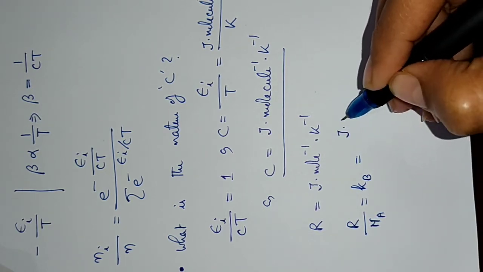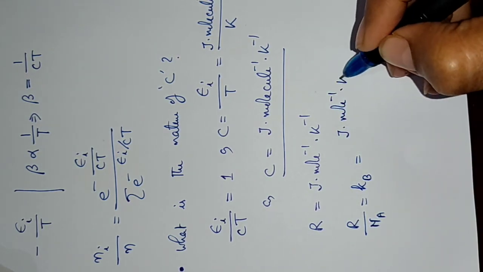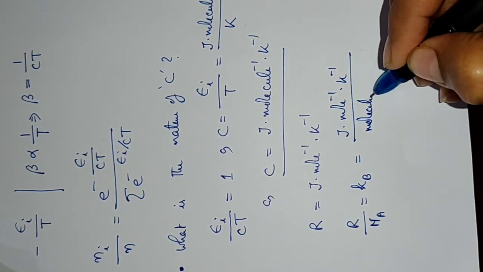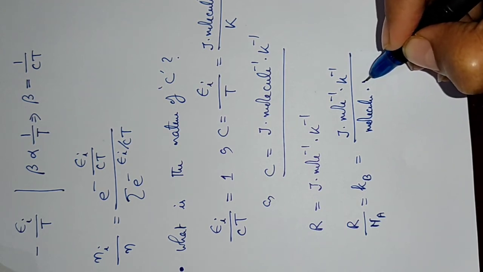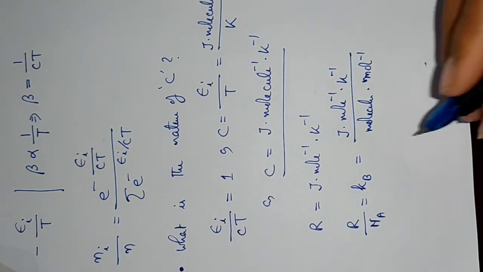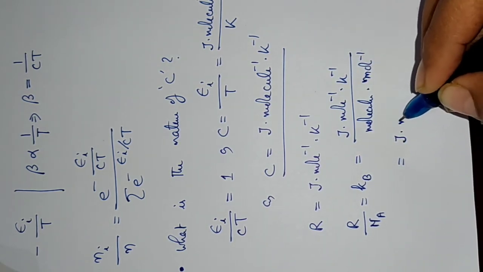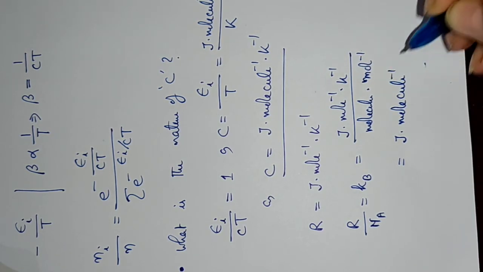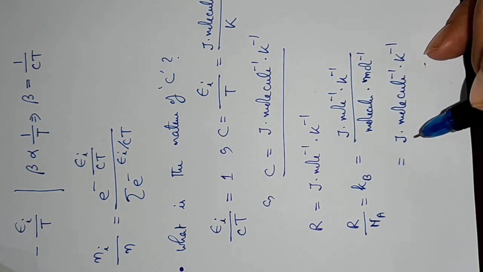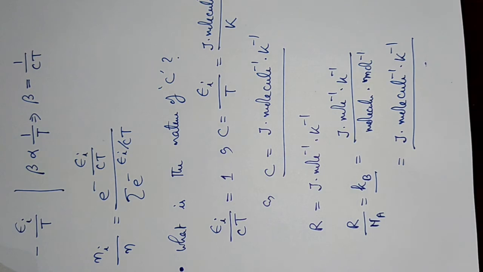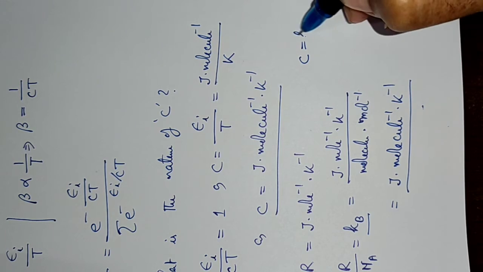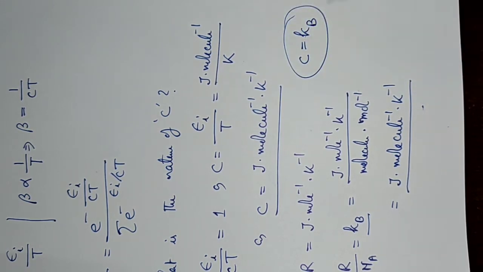Now R is joule per mole per Kelvin and Avogadro number is that number of molecules per mole. So mole inverse will cancel out, molecule will go to the numerator and it will be joule per molecule per Kelvin. So we see that joule per molecule per Kelvin is the unit of Boltzmann constant. So from this we can predict that C is nothing but the Boltzmann constant.